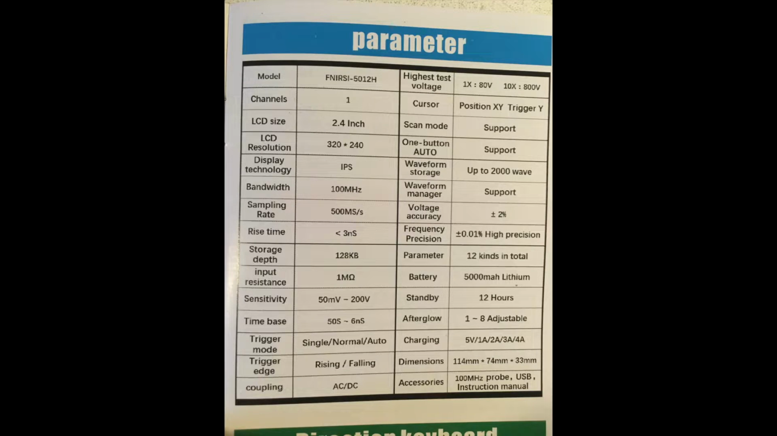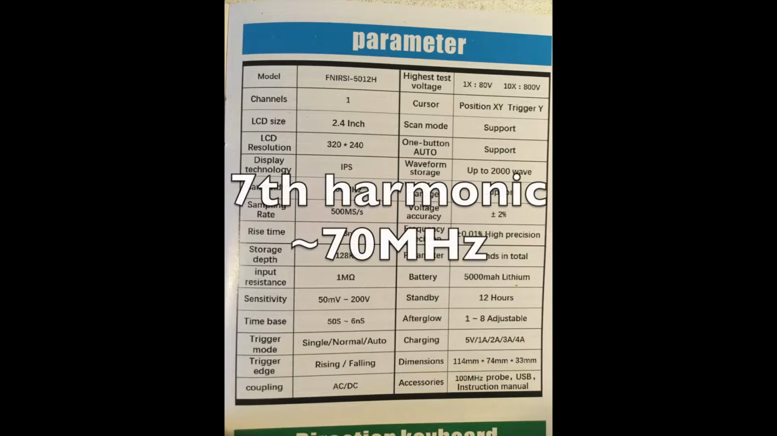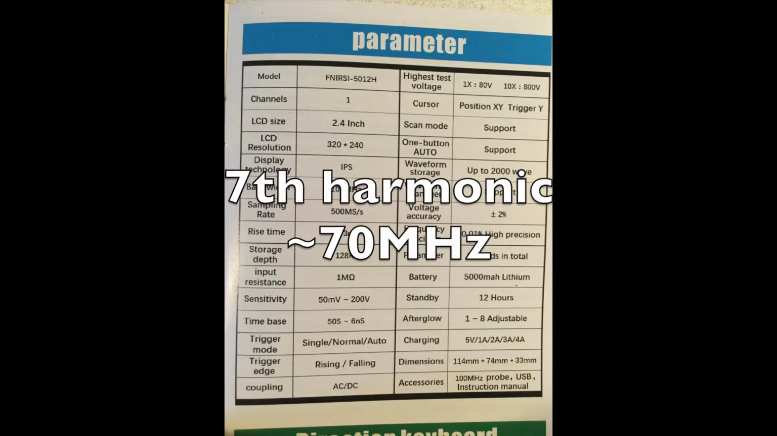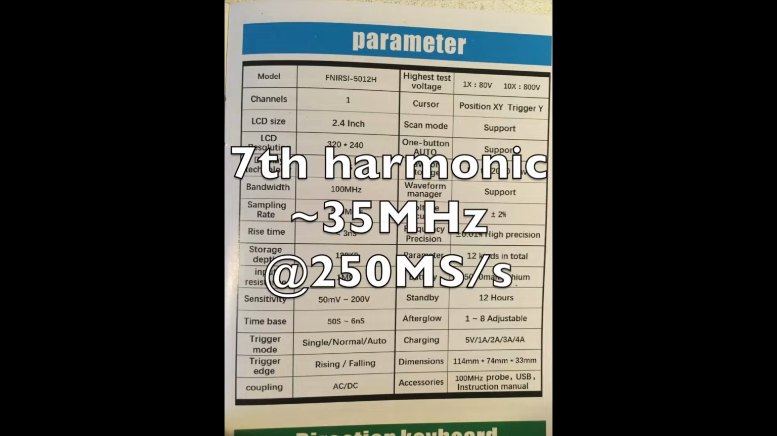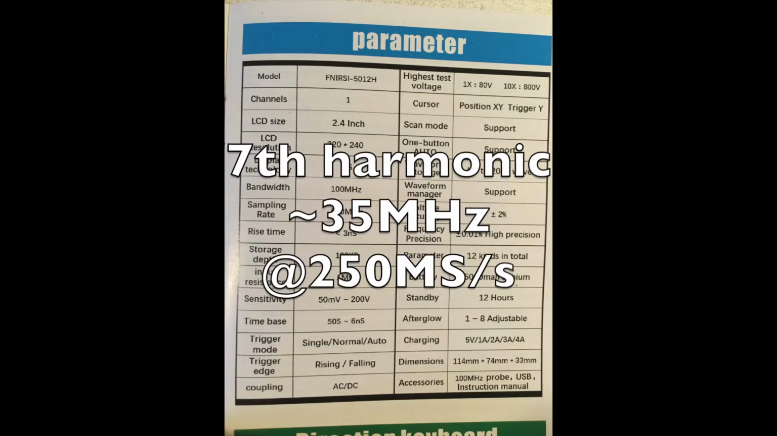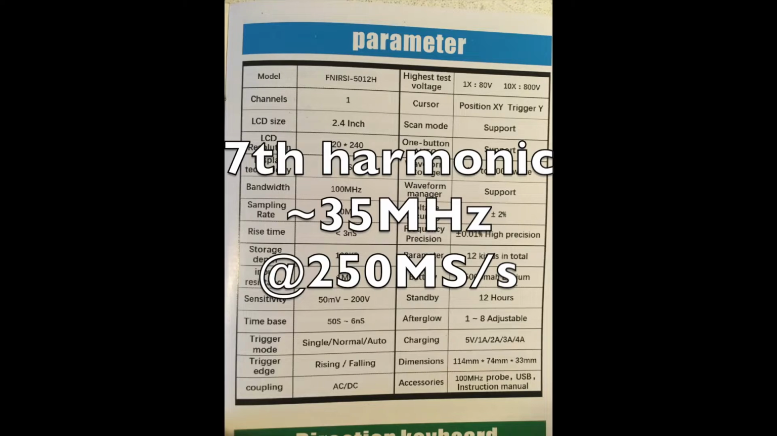So let's see, they did pull some magic, and it's 500 megasamples a second, right? Best we can hope for if we want to see the 7th harmonic is being able to see out to 70 megahertz. Now that's going to be attenuated by 3 decibels because of the probe that's included, assuming there's no trickery going on with the gain levels. But if you get like a 350 megahertz probe, you should be able to see out to the 7th harmonic. If it's actually 250 megasamples a second, we can expect to go out to like 35, 36 megahertz, something like that.